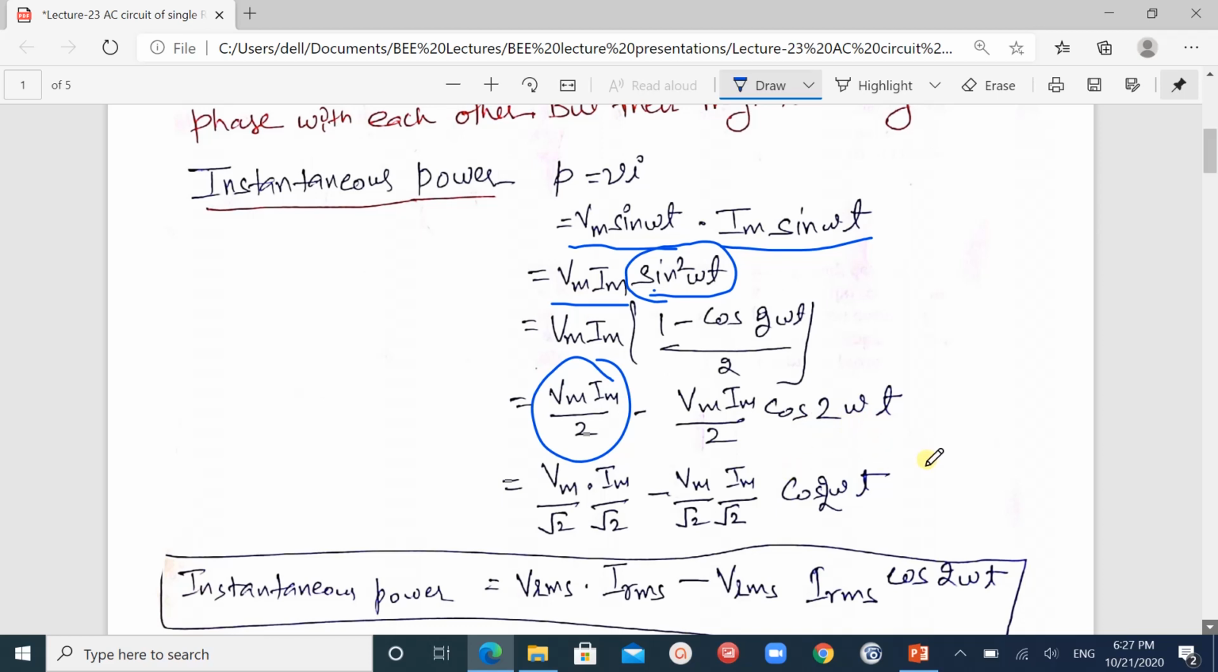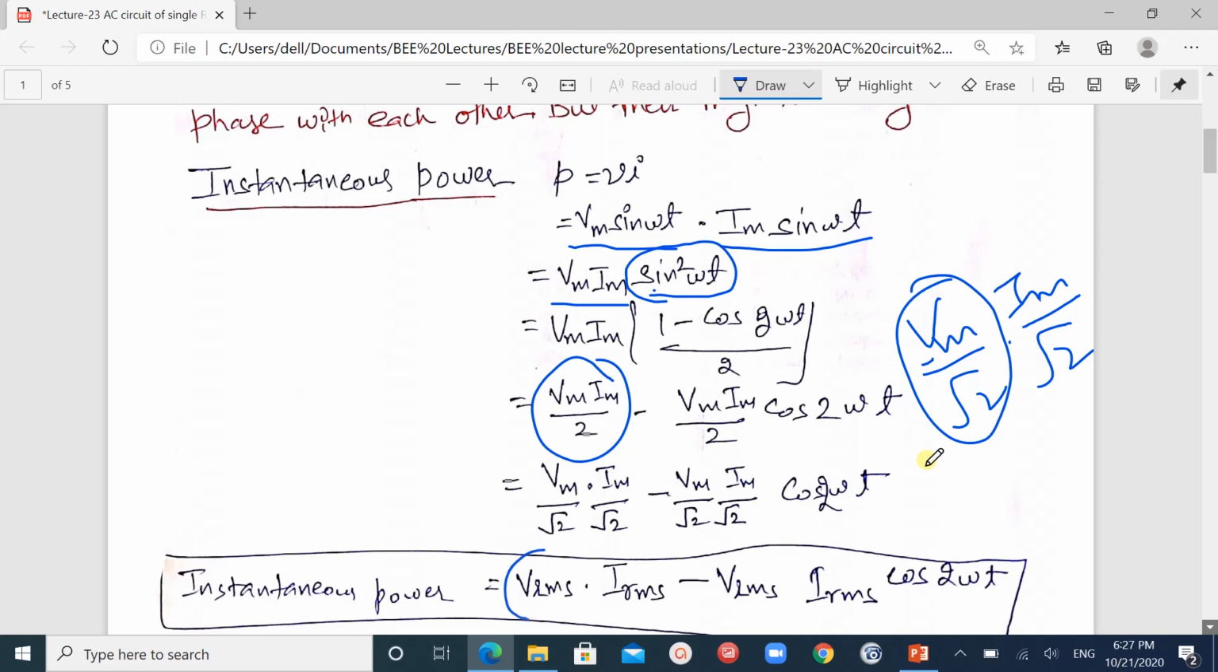and if we solve this equation, it can be written as Vm upon under root 2 into Im upon under root 2, and this is the RMS value of the voltage. So we convert it as Vrms and Irms. Similarly here Vrms, Irms. So the instantaneous power formula will become Vrms into Irms minus Vrms into Irms cos 2 omega t.